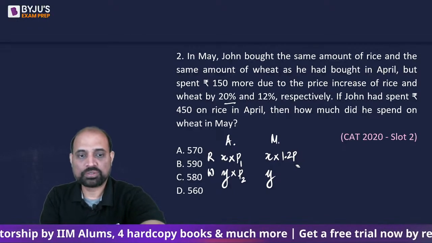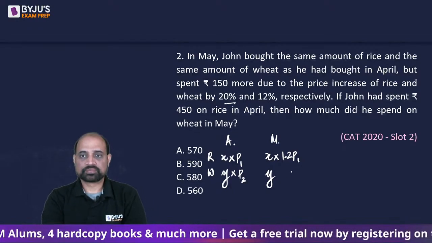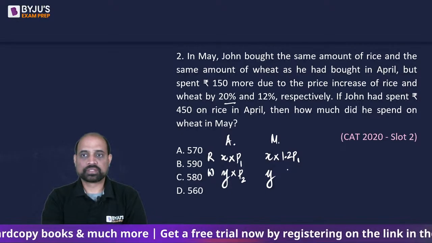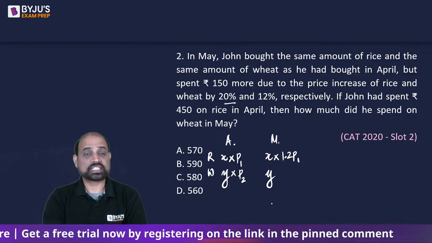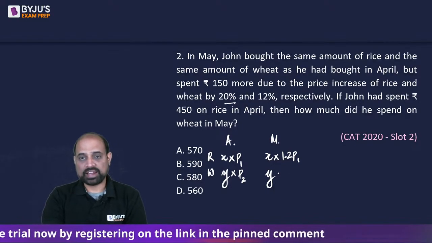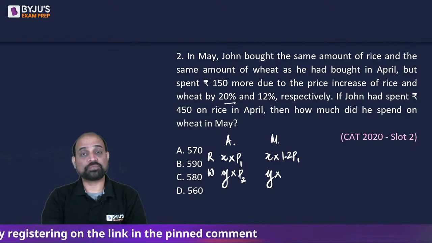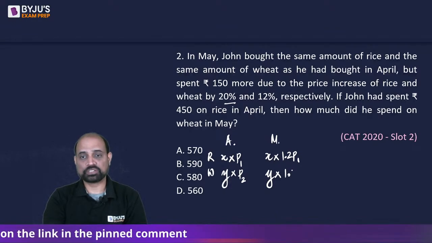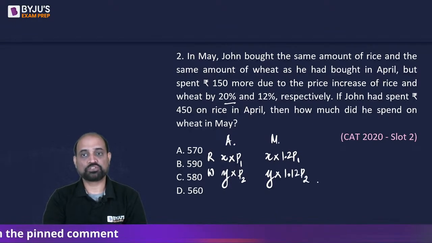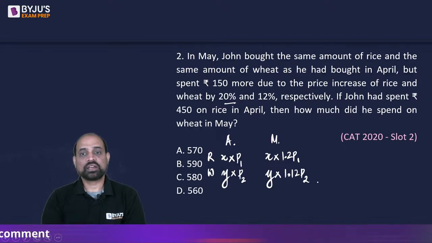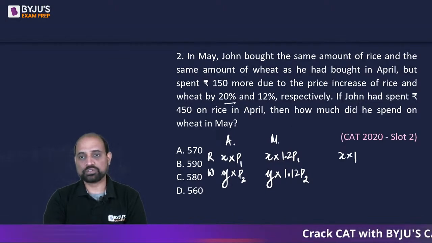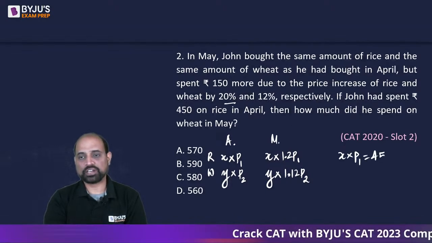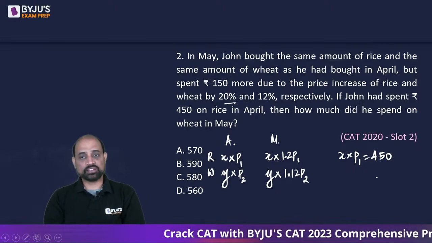Okay, let's see if X and Y are equal or not. In the month of May, the price of wheat increased by 12%, so it becomes 1.12 times P2. Now, the question asked is if John had spent rupees 450 on rice, so X into P1 is given as 450.